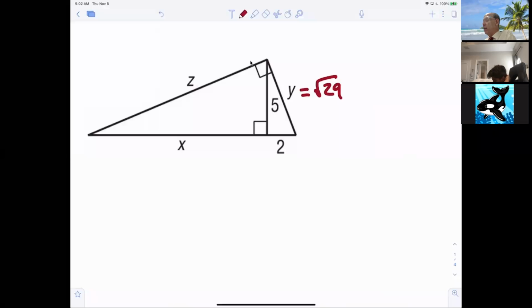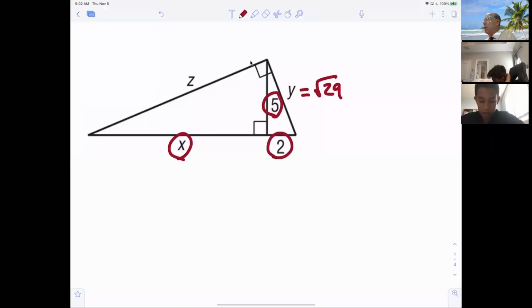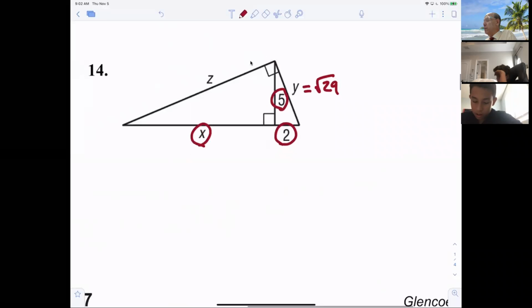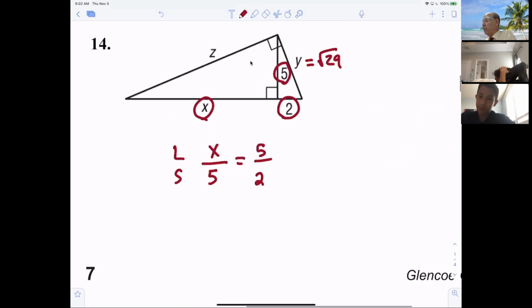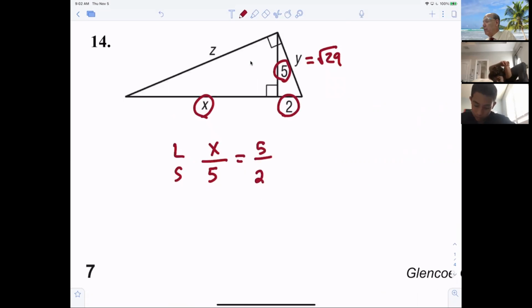Now, I know there's a relationship between these 3 numbers, always. All right, so x is the long leg, 5 is the what? Short leg. So long leg to short leg. So the long leg is going to be what? 5 over 2. Is everybody with me on that? And now, so then that just becomes 2x equals 25. So x equals 25 over 2. Is everybody okay with that?